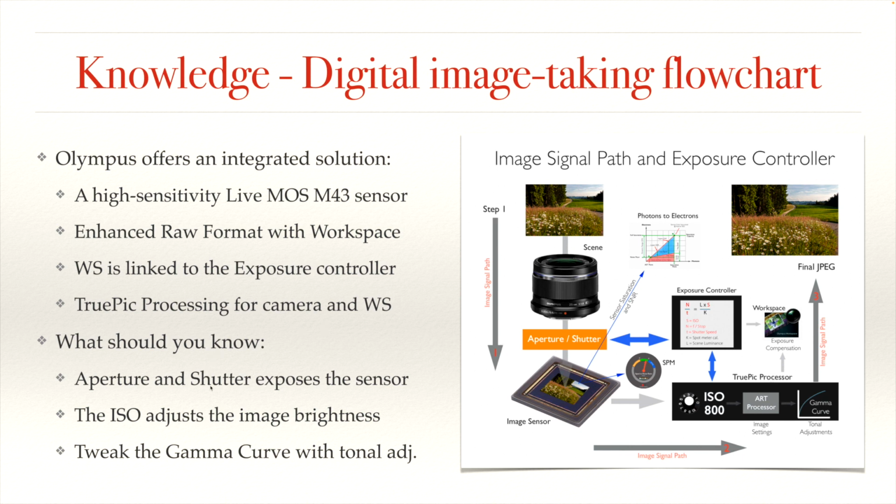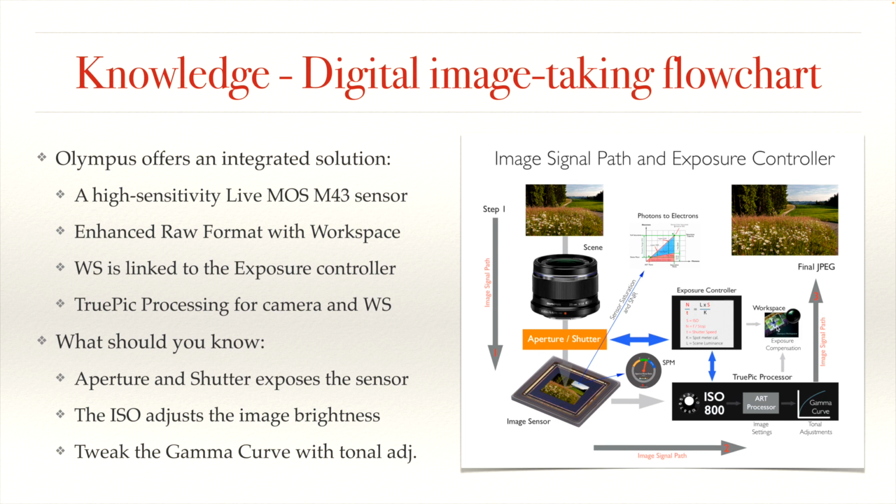There's another interesting aspect that Olympus gives us. If you look at this again, I'm capturing the image signal coming off the sensor, going through the ISO and the gamma conversion here. Olympus made it possible for us to tweak the gamma curve, and we do that with the tonal adjustments in the camera. So the shadows, brightness, and mid-tone adjustments in newer models, or the gradation function, or the tonal curve in Workspace.